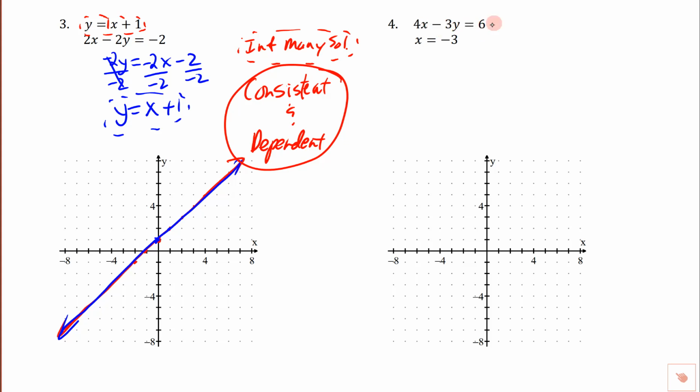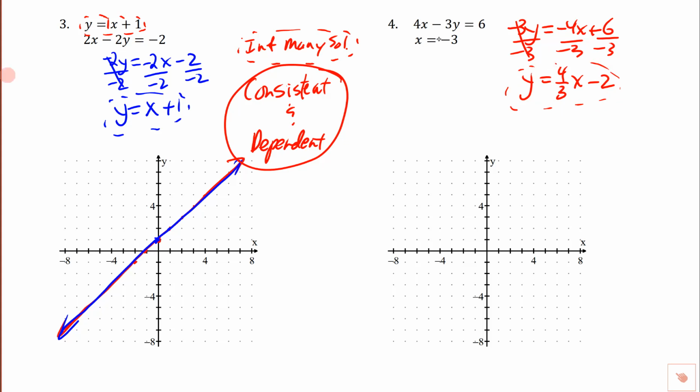So we're going to move the 4x to the other side. This is going to be -3y equals -4x. And then we've got this +6 here. So we're going to divide each term by -3. You'll notice I'm doing that slightly differently, kind of like the way I did over here. So this is going to be, let's see, we've got 4/3 x, and then we've got -2. And we're going to go ahead and graph that one.